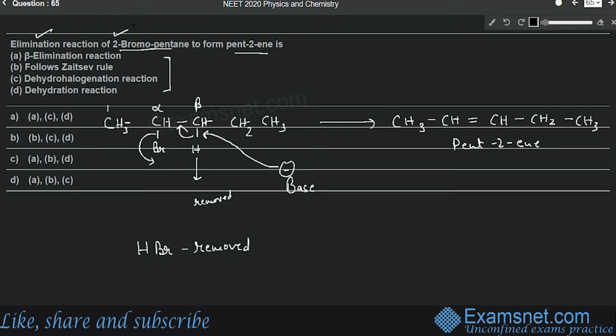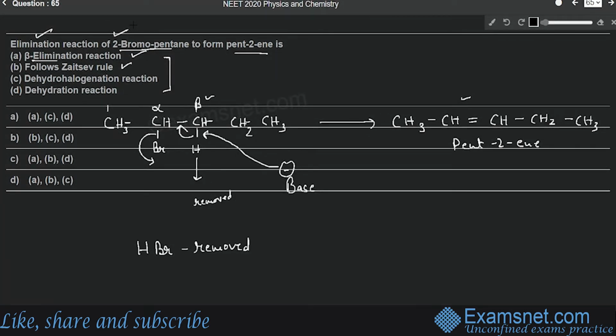The first one says it is a beta elimination reaction. That means something is eliminated from the beta position. So we can see that the base has attacked the beta carbon, so this beta hydrogen is removed. So yes, this is a beta elimination reaction. Second is follows Zaitsev rule. Since the alkene that is formed is more substituted, it follows Zaitsev rule. So this is also correct.